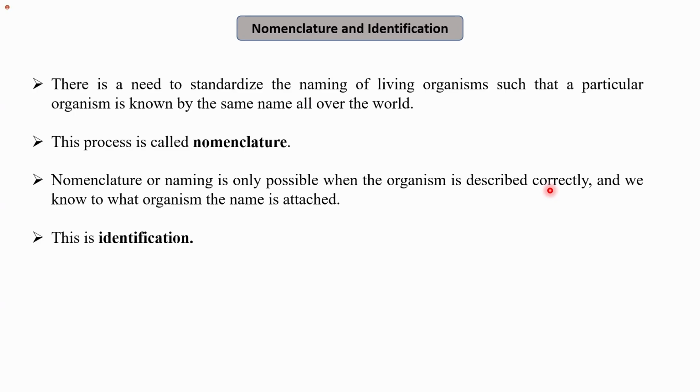So identifying an organism correctly as a distinct organism is important, and then naming it is known as nomenclature. So these are two different processes: nomenclature and identification. We will deal with nomenclature. Suppose I identified a new organism, how do I give it a name, and what are the different rules reported in the literature to name a particular organism?